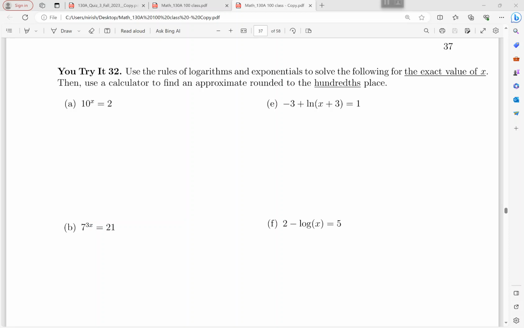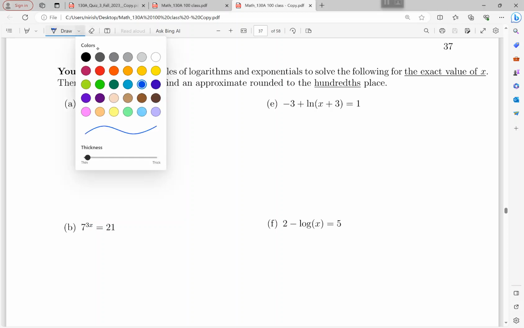In this section, we are looking to solve logarithm and exponential equations. We're going to find the exact value by solving for x, and then we're going to round our answer to the hundredths place, which is 2 decimals. So for this first example, 10 to the x equals 2.